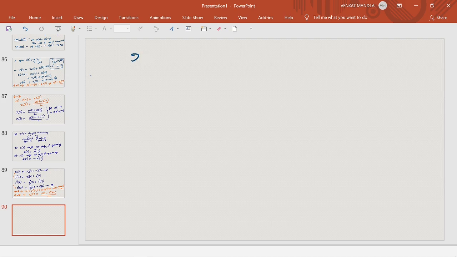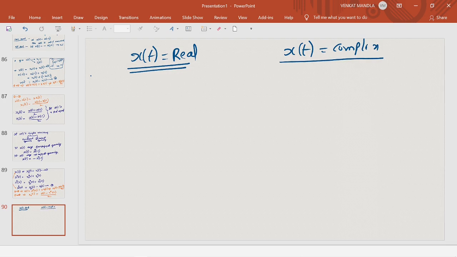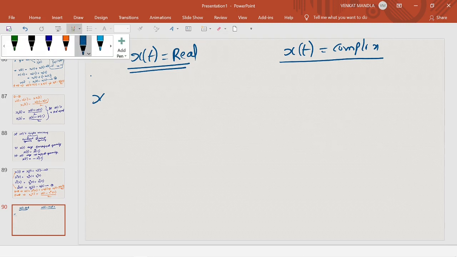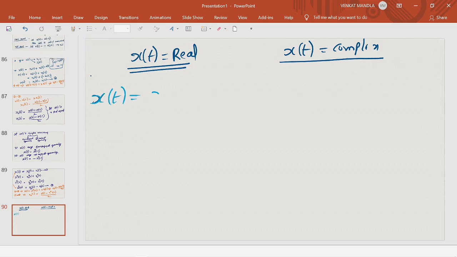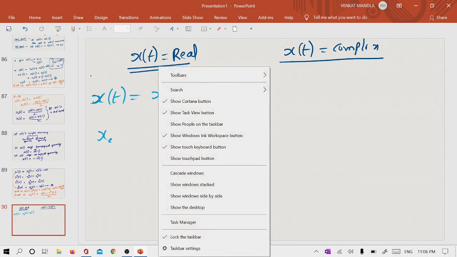So, if x of t is real, if x of t is complex. If x of t is real, it has its even part and its odd part. What is its even part? I will write the basic. If x of t is real, then I could write x of t as its even part x e of t plus its odd part. From this I got its even part.